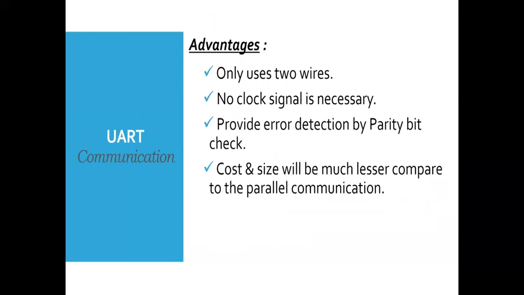Advantages: it uses only two wires, that means transmit data and receive data. No clock signal is necessary. The clock signal is not present in the asynchronous type of communication. That's why UART does not consist of a clock, and it provides error detection by parity bit check. You have one parity bit, no? So error detection can be checked by the parity bit, and cost and size will be much lesser. Compared to parallel communication, the cost and size of the UART is very much lesser.